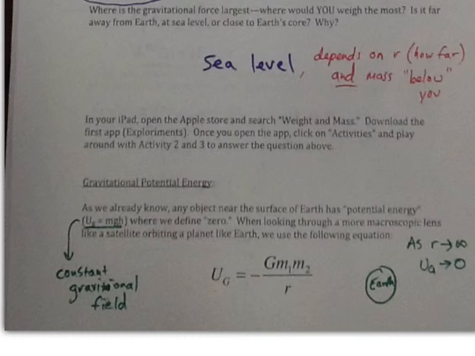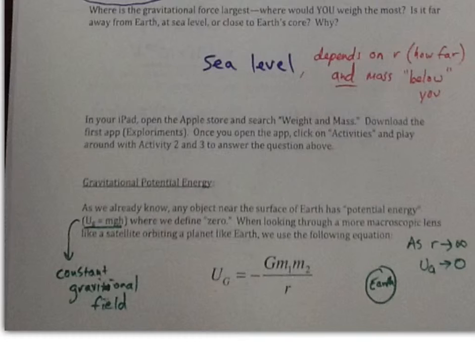Next, we're dealing with gravitational potential energy. So we've already talked about potential energy as mgh, but that's not always completely true. It depends on the situation. As we already know, any object near the surface of Earth has a potential energy, mgh, where we define 0 to be where we want it to be.